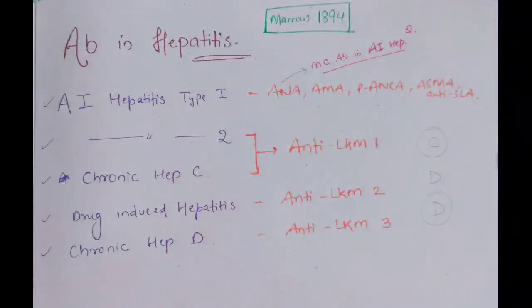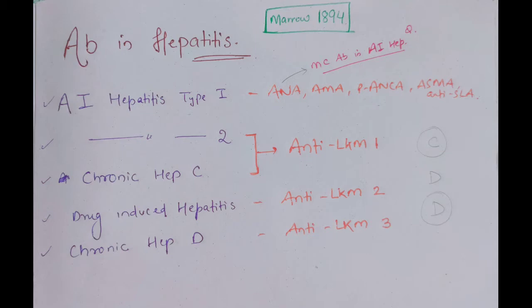So today I'm going to discuss antibodies in case of hepatitis. Now this whole table I have derived from Marrow Pearl number 1894. Once you watch the video, go back to that table and you can easily recall all of them without any problem. So let's begin. The first one is the autoimmune hepatitis.